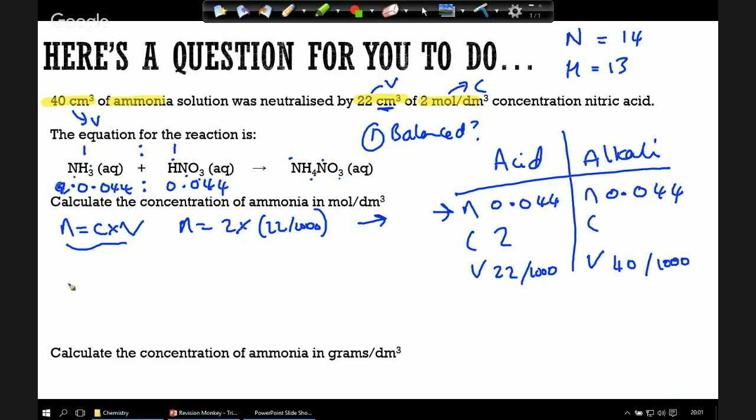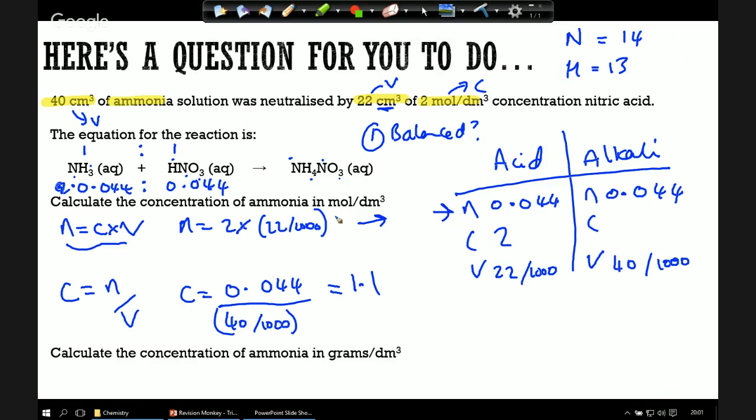So rearrange this equation, you get C equals N divided by V, whereby C equals 0.044 divided by 40 divided by 1,000. And that will give us a concentration of 1.1 moles per decimeter cubed.